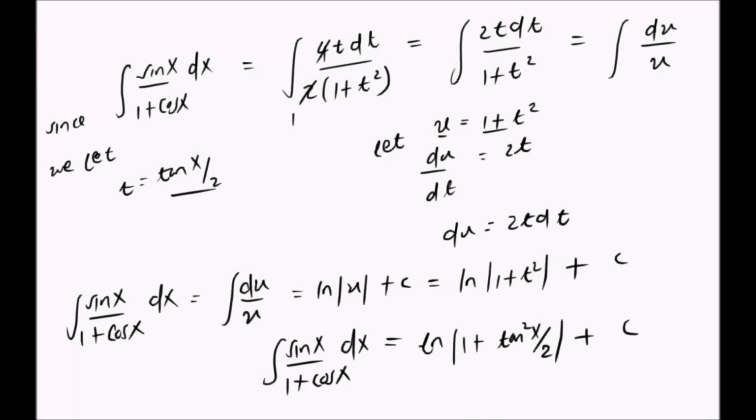Did I say final answer? Well, I mean, we can further simplify hii ya ndani humu. Remember 1 plus tan squared x ni sawa na nini? Sec squared x. Kwa hiyo kumbe our final answer now, if I write in the fresh page, you can integrate sin of x with respect to x over 1 plus cos x. Our final answer now is going to be ln sec squared of x over 2 plus nini c there. So this now is our final answer.